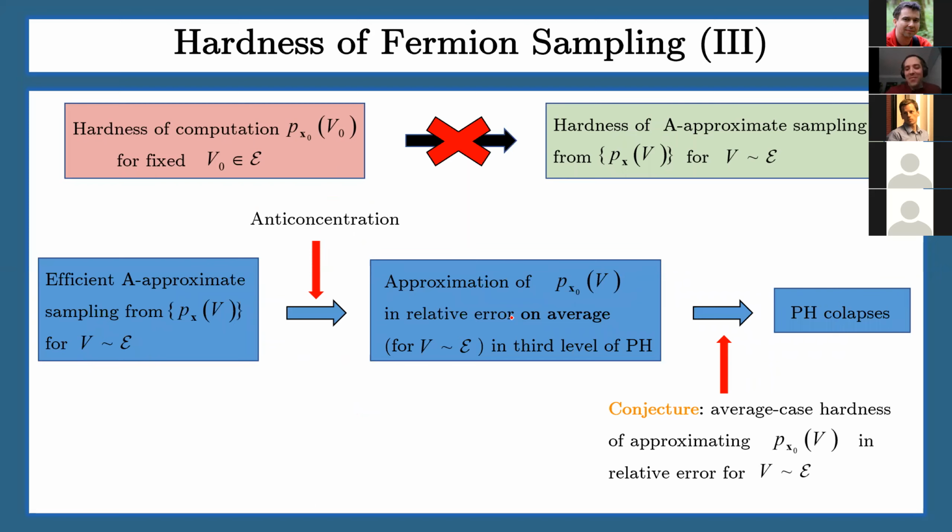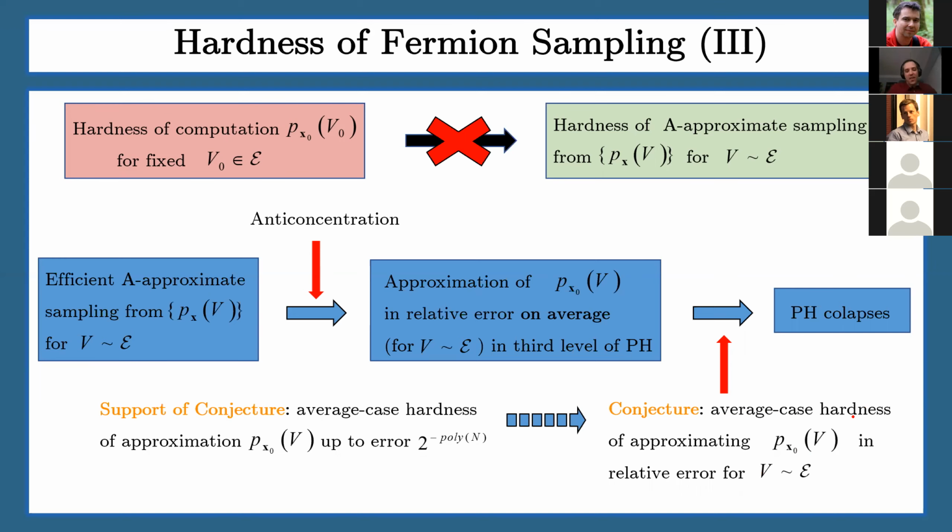So now, when you throw in a conjecture that it is actually hard to approximate those probabilities in relative error for generic Vs, if you know it is sharp P hard, then you will get a conclusion that the polynomial hierarchy would collapse. Okay, but this is just a conjecture, and what people know how to do is give some support for this conjecture: they can prove average case hardness of approximation of generic probability amplitudes up to some error.